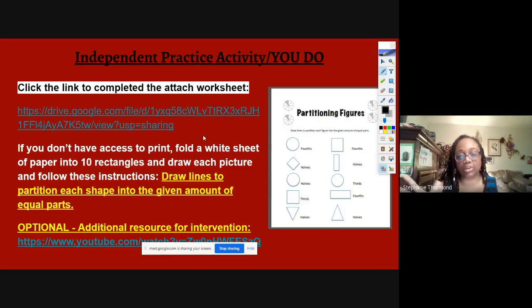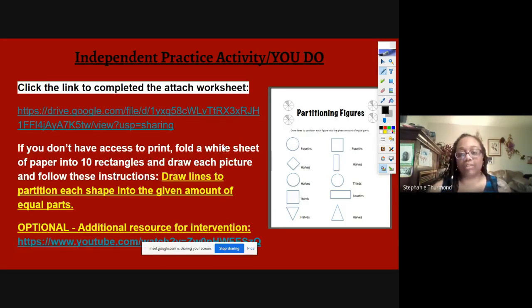So if you're not sure how to fold it into tens, you can go back and refer to that lesson plan, and that example is embedded into the lesson plan. So again, you would fold your white sheet of paper into 10 rectangles and then draw each picture and follow these instructions. On that first rectangle, you would draw a circle. The one next to it, you would draw a square, and you would partition that square into fourths, and you would do that for the remainder of those shapes.